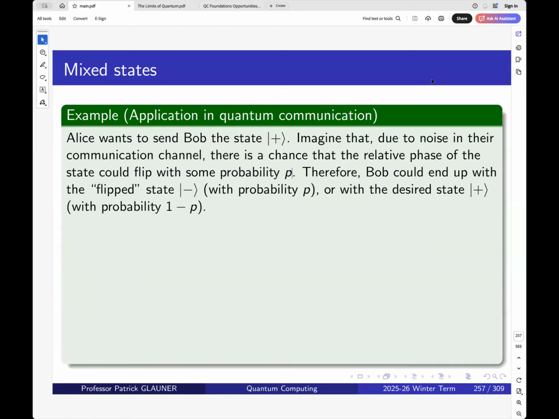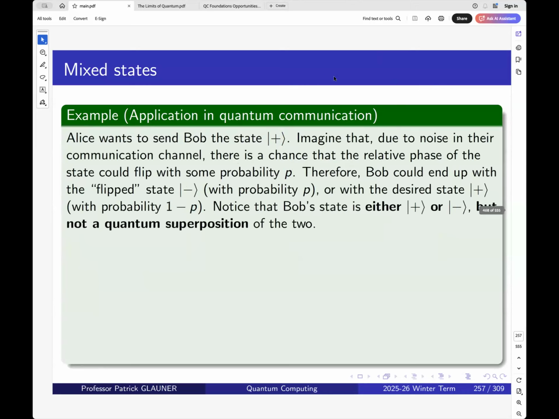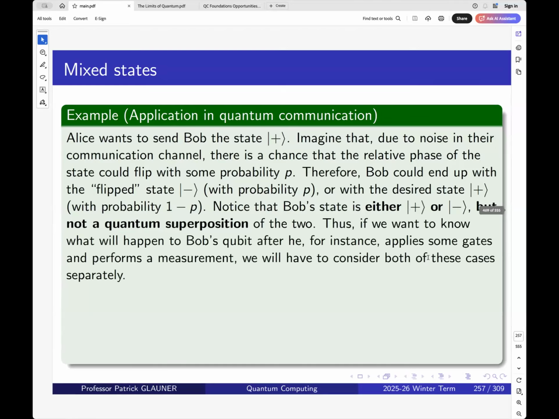So Bob could end up with a certain probability getting the flipped state minus ket, or with the desired state, which is our plus ket, the one we aimed for. And that would be probability 1 minus p. So p would mean the probability of flipping and 1 minus p for not flipping. So the state that Bob gets is either plus ket or minus ket, but not a quantum superposition of the two.